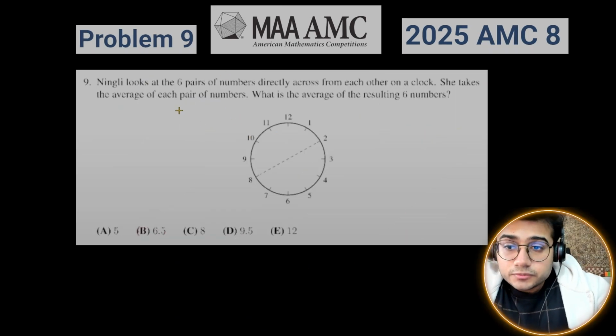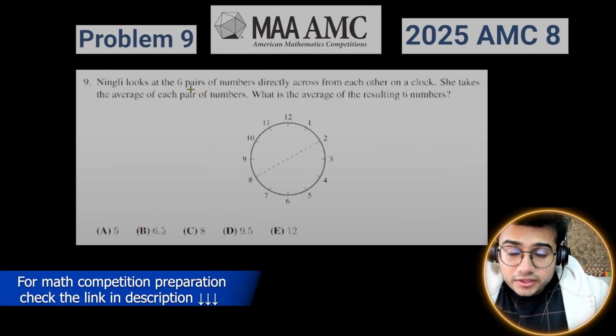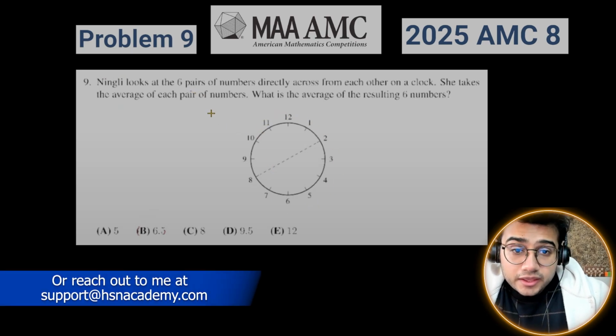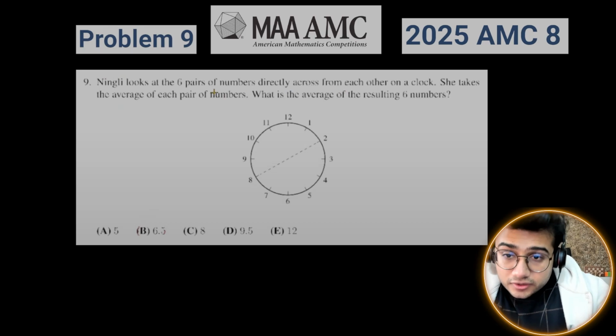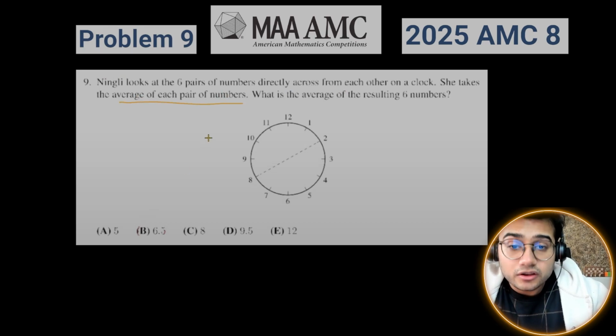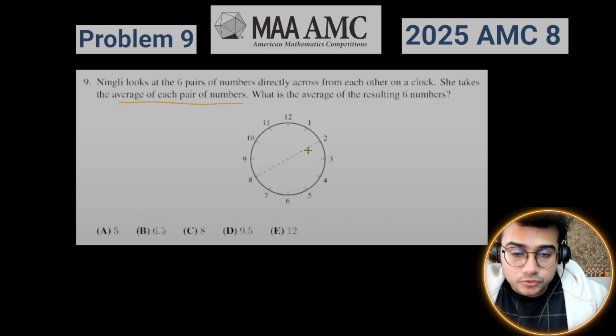Okay, so in this problem, this person takes a look at the numbers on the clock, and what she does is she takes the average of each pair of numbers that are across each other. So they want us to find out the average of the resulting 6 numbers. So first of all, let's find out those 6 numbers that are the averages of the opposite numbers. So let's see. For example, this is one pair, 2 and 8.